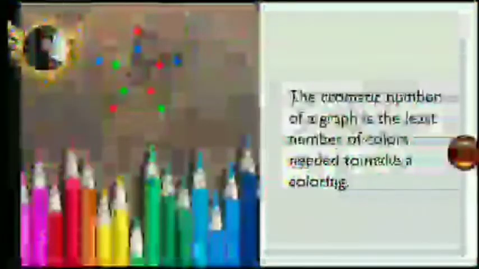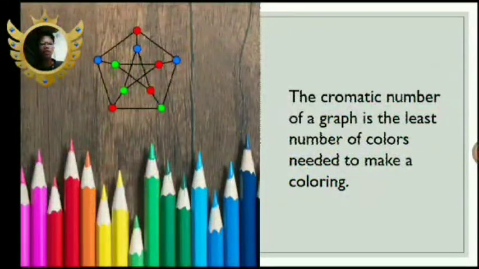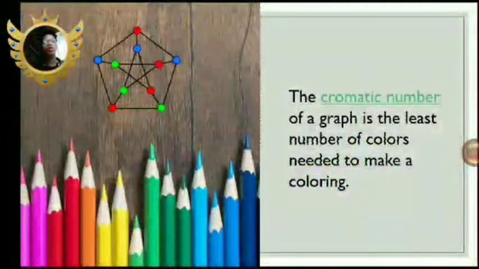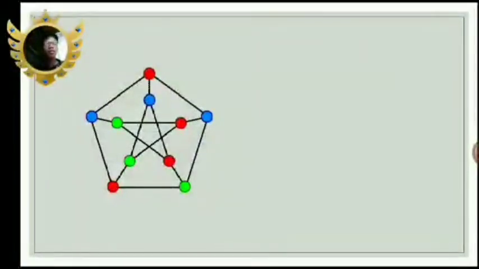The chromatic number of a graph is the least number of colors needed to make a coloring. If possible, the coloring we are looking for is the least number of colors needed, and it's not possible if it's not. But if we are told this is the minimum coloring, then we can determine its chromatic number by just counting the number of colors.